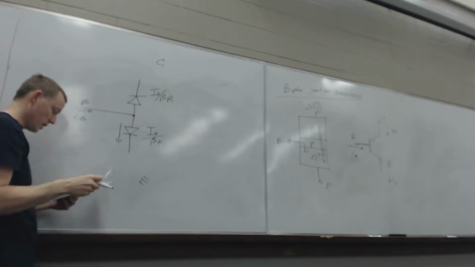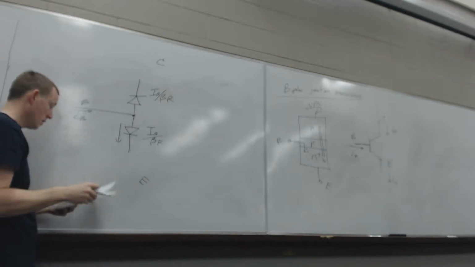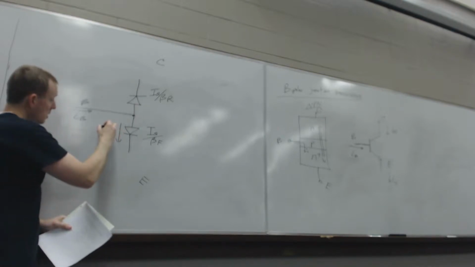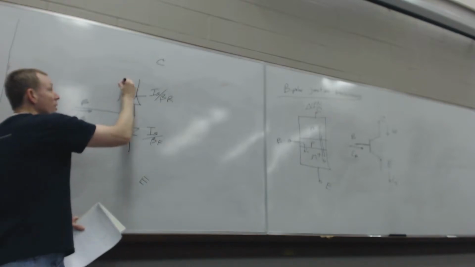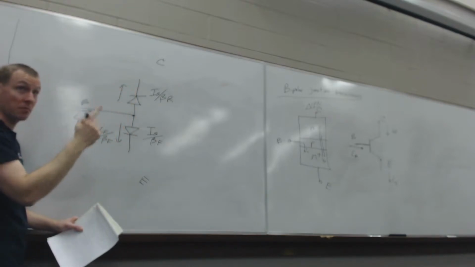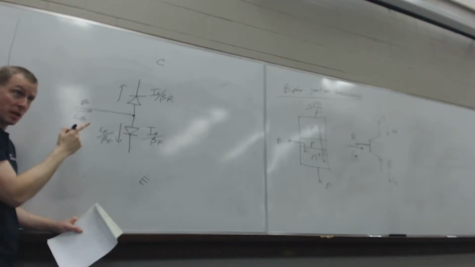I'm going to call this what? We call this current I_F over beta_F. I_F over beta_F. These betas show up a lot. We're going to call this current going up. It's going up. It's going the direction of the diode. Currents can go up. That's okay.